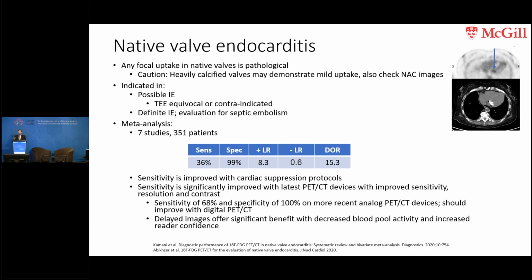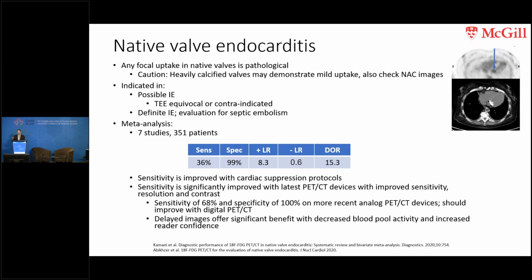Why? Because these studies were done on older PET scanners. They were done with BGO crystals, or with first, second generation LYSO crystals. It's been shown in a study that we performed together with the Montreal Heart Institute that using the latest generation analog camera, the sensitivity in our study for native endocarditis was 68% with a specificity of 100%, which is much, much better.